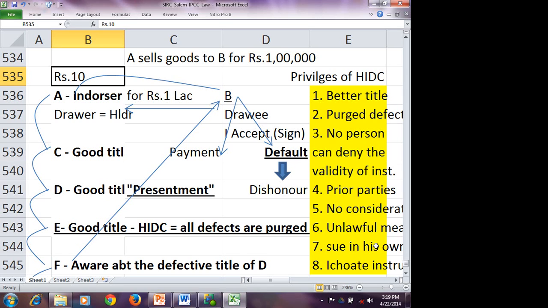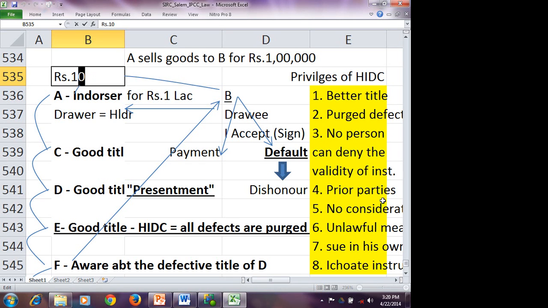In the case of blank instruments, A effects a sale to B for a bill of 1 lakh rupees. With the consent of B, he will just put 1 lakh rupees on the instrument and encash it. It's like a pre-signed checkbook in my name: as and when I deliver the goods, I fill in the amount and then send it to the bank.